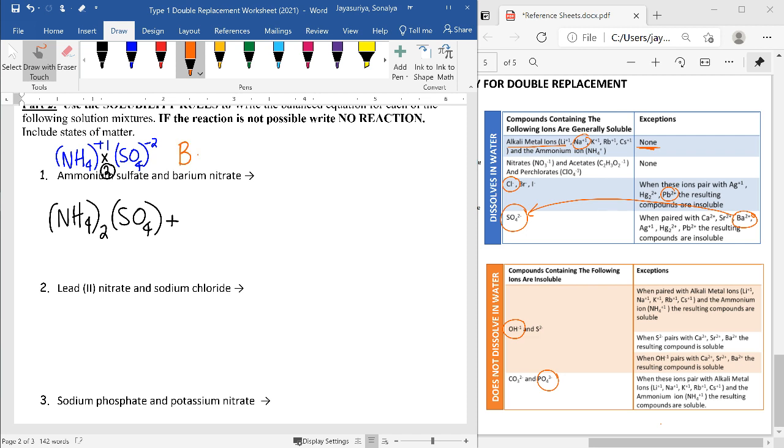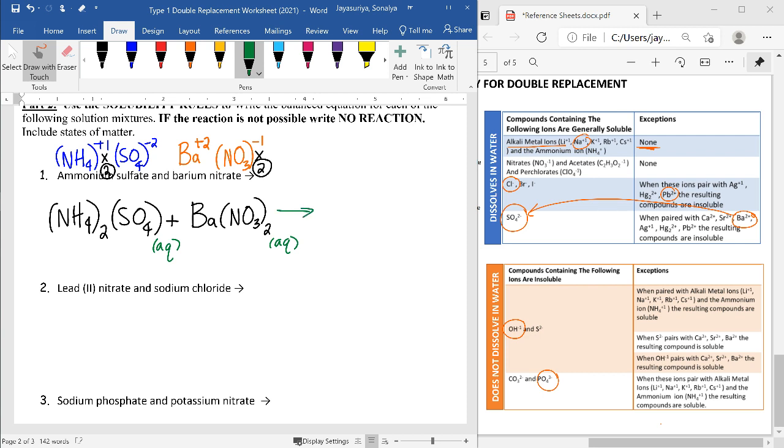Barium is plus 2 from the periodic table. It's in the second group on the periodic table. Nitrate is minus 1 from the common ion sheet. So we need 2 nitrates to balance out the barium's plus 2 charge. So my compound is now barium nitrate, Ba(NO3)2. The multiple becomes the subscript. Now, if you guys remember, both reactants in double replacement reactions are aqueous. So this is going to be aq, aq.